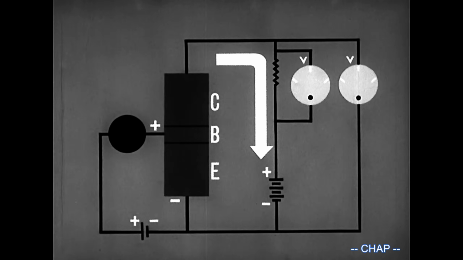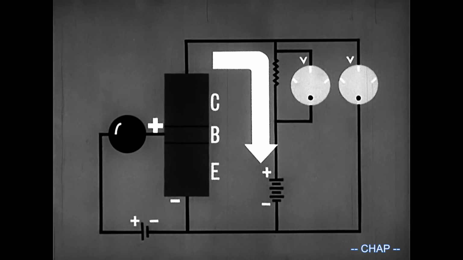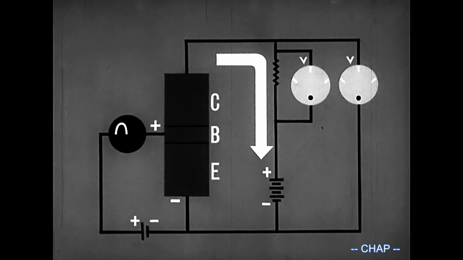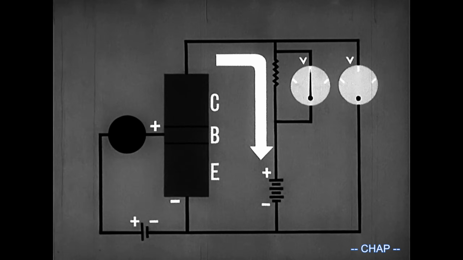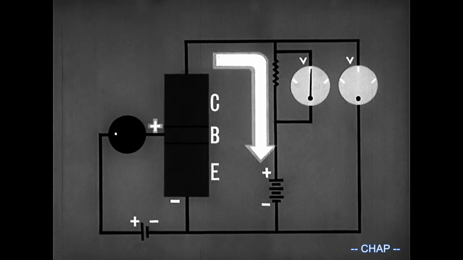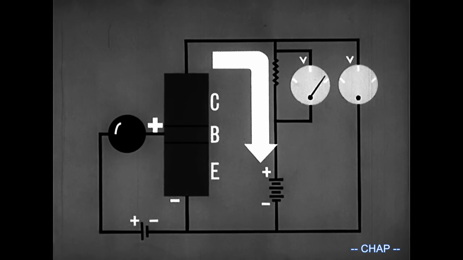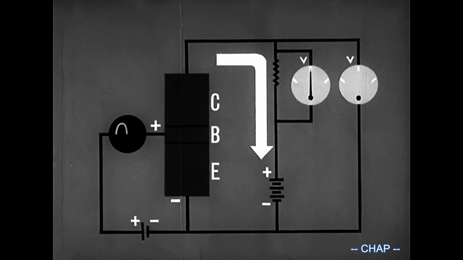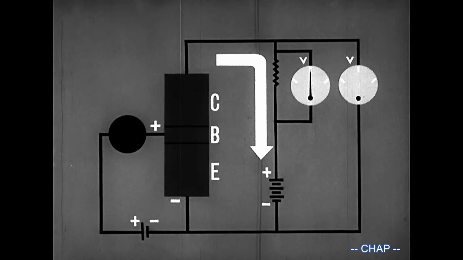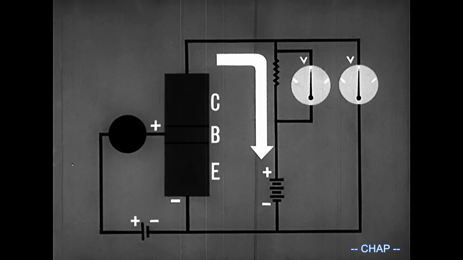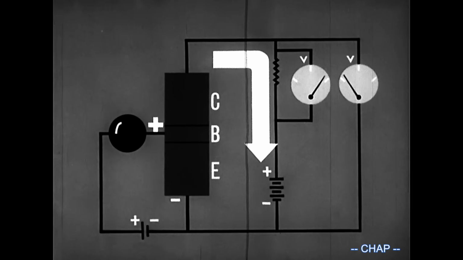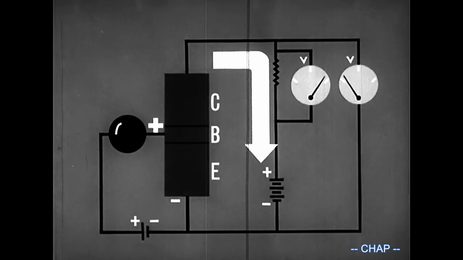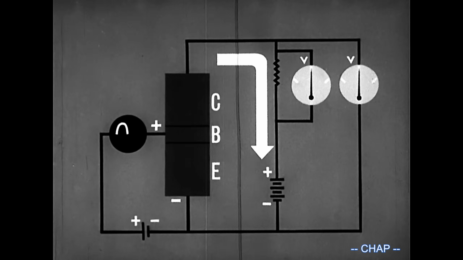As a result, the transistor current first increases, then decreases back to normal. The voltage across the load resistor therefore increases, and then decreases back to normal. But the voltage across the transistor does just the opposite. It first decreases, then increases back to normal.